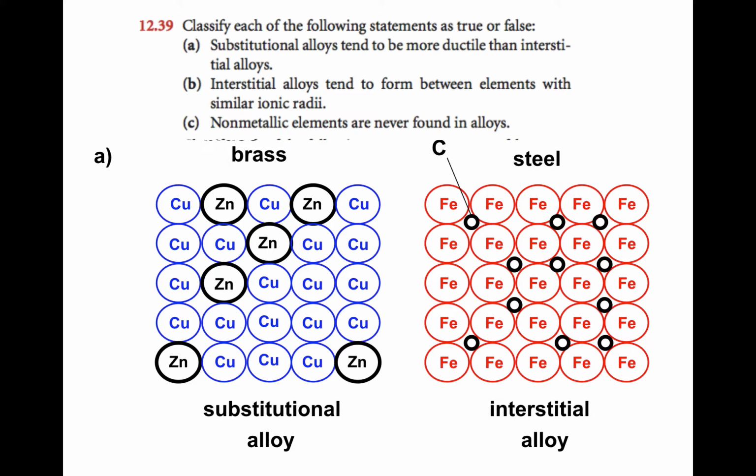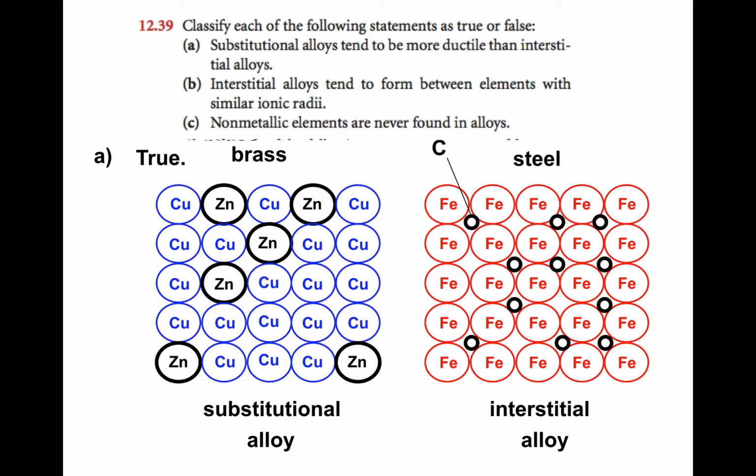So substitutional alloys tend to be more ductile? No. Oh, I'm sorry. Substitutional alloys, yes. Interstitial alloys are stiffer, right? That's the purpose of putting smaller atoms in the gaps in between the metal atoms. They don't slide past each other when you bend it.